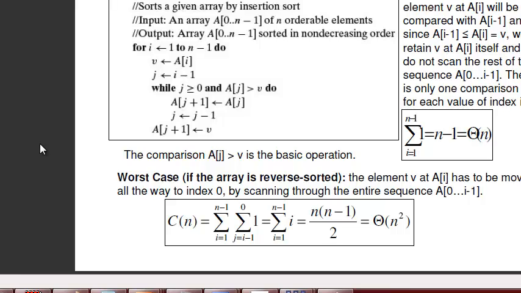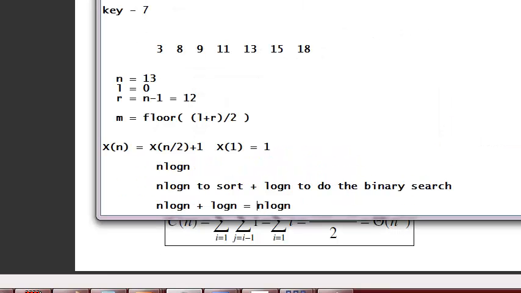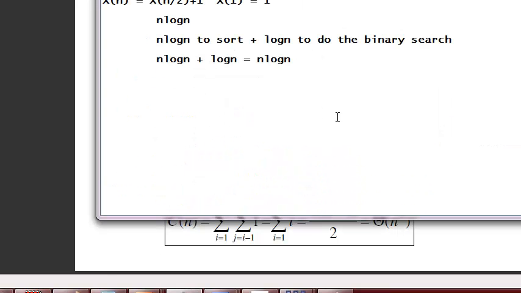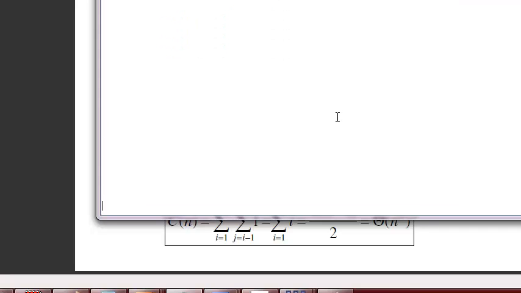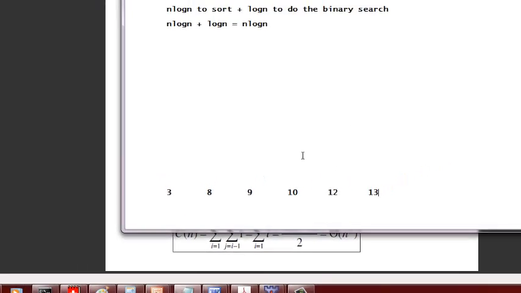Now with insertion sort, we will come across three situations: a best case, worst case, and average case. The best case happens if the array is already sorted. That happens, for example, if you have an array, say it is 3, 8, 9, 10, 12, and 13.